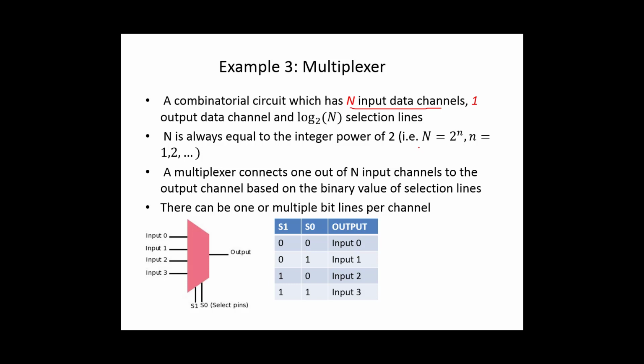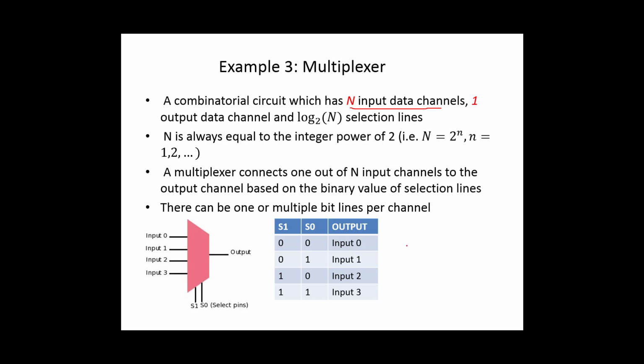So the multiplexer is usually referred to as 2 cross 1 mux, 4 cross 1 mux, 16 cross 1, 32 cross 1 and so on. It connects one out of n input channels to the output channel based on the binary value of the selection line.